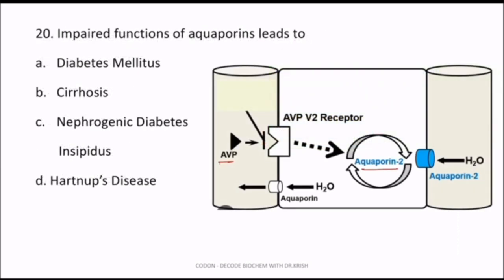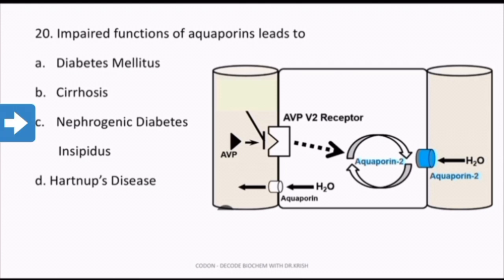And impaired function of aquaporin leads to. You should know what aquaporin is. Aquaporin is a water channel and it is mediated by arginine vasopressin hormone. When arginine vasopressin binds to its receptor, it translocates the aquaporin, which is within the cell, to the cell membrane of the collecting duct. When it reaches the collecting duct, it starts reabsorbing the water, and this water is then brought inside by other aquaporins. Aquaporin 2 is present at the collecting duct, which reabsorbs the water. So impaired function of aquaporin leads to nephrogenic diabetes insipidus.